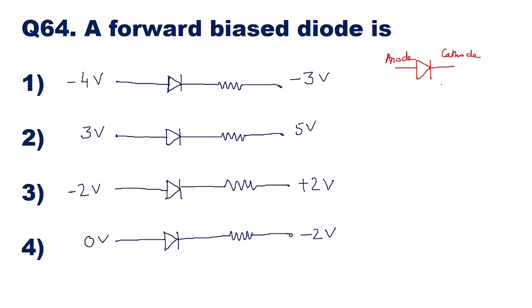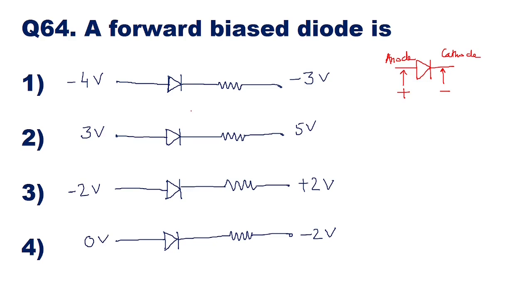Now we know that when a diode has to be forward biased, in that case the anode should be more positive than the cathode. This anode terminal should be more positive than the cathode. So in that condition only will the diode be forward biased. Now if you see these 4 diagrams, there are voltages shown at the anode and cathode.